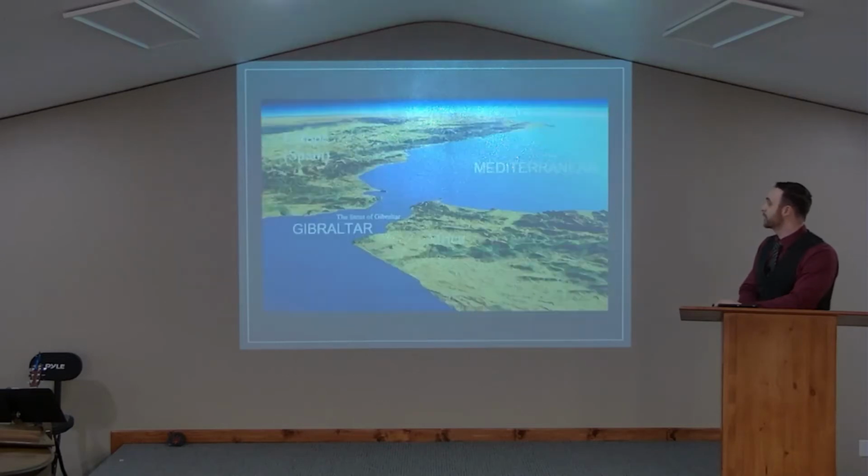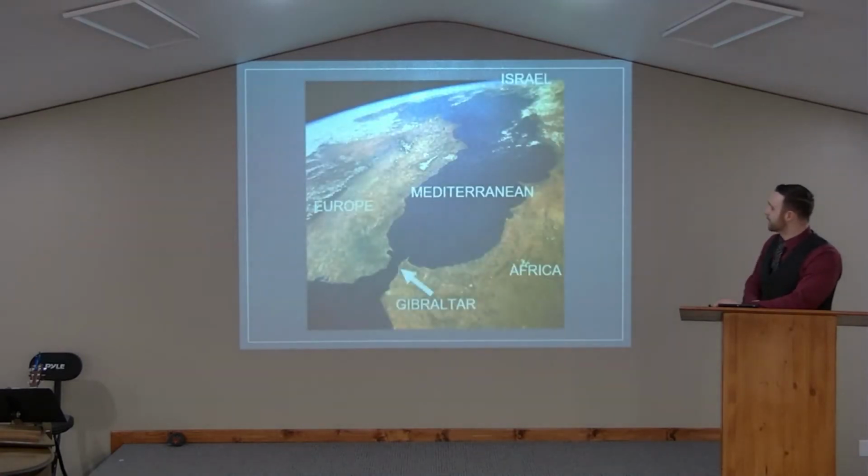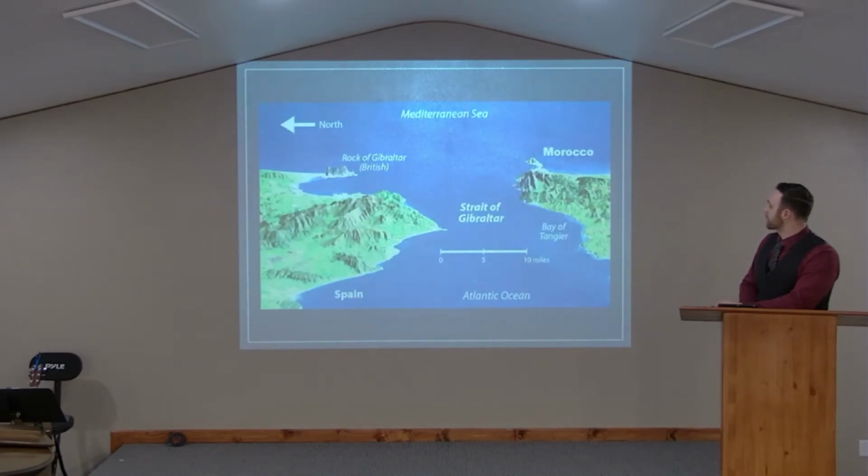Here's a shot of the Strait of Gibraltar all the way over on the west side. We have out into the Atlantic Ocean here and then the Mediterranean. Here's a satellite shot. Notice how narrow and tiny that little gap is there. So yeah, it's really tiny. Over here we have the Rock of Gibraltar. We have this scale of 10 miles, so we're looking at what, 12 miles or something across. Very, very narrow. Morocco on one side and Britain on the other.